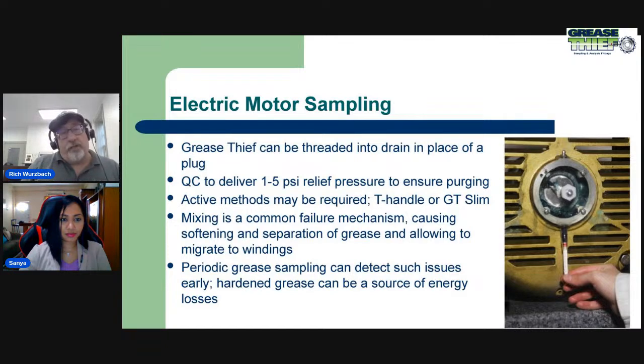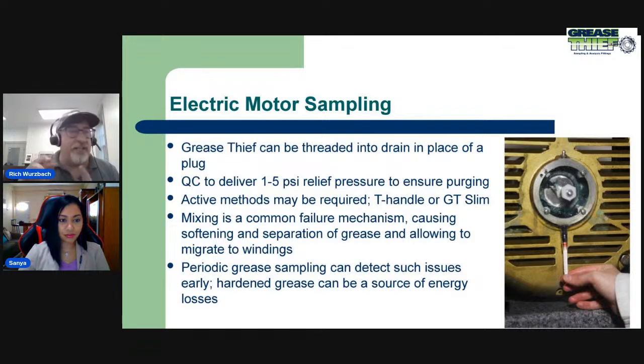So what we wanted to spend a little more time on today was electric motors, motor operated valves, and some other things. So what about electric motor sampling? Well, the Grease Thief that we've talked about many times can be threaded right into the drain in place of a plug in many electric motors. There's an M10 thread for the metric side of things, and a 1/8 inch NPT thread are very similar.